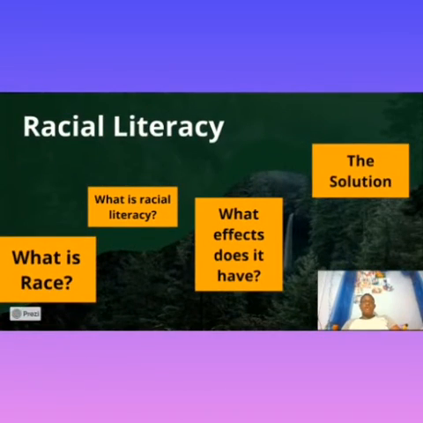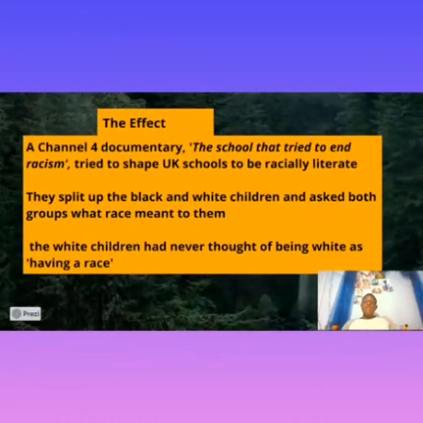What effects does it have? Something that shows the effects of not being taught racial literacy in the education system very clearly is a Channel 4 documentary called The School That Tried to End Racism. It tried to shape UK schools to be racially literate, but more so made an example of how racial literacy not being taught drastically affects children and adults when they grow up.